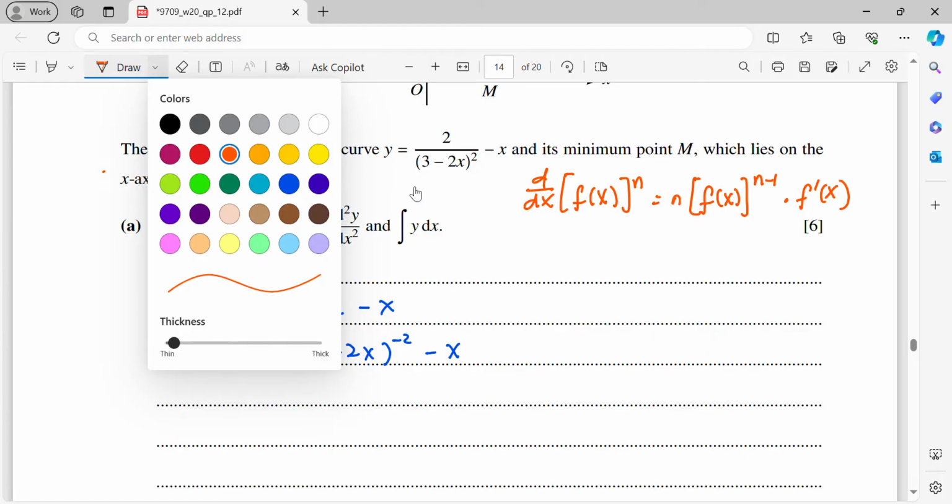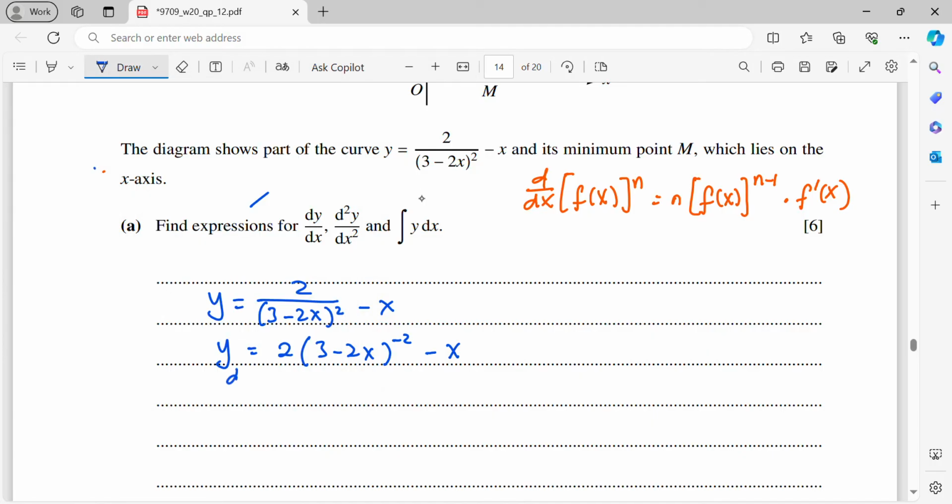So what I need to do here is, for dy/dx, I will keep the 2. For the degree of minus 2 for 3 minus 2x, I will bring down the minus 2 first, according to this power rule, and then rewrite 3 minus 2x. Rewrite the whole function. The degree minus 2 becomes minus 3. And now f prime x means you differentiate the bracket. So when I differentiate 3 minus 2x it is basically minus 2. And then the last term, minus x becomes minus 1.